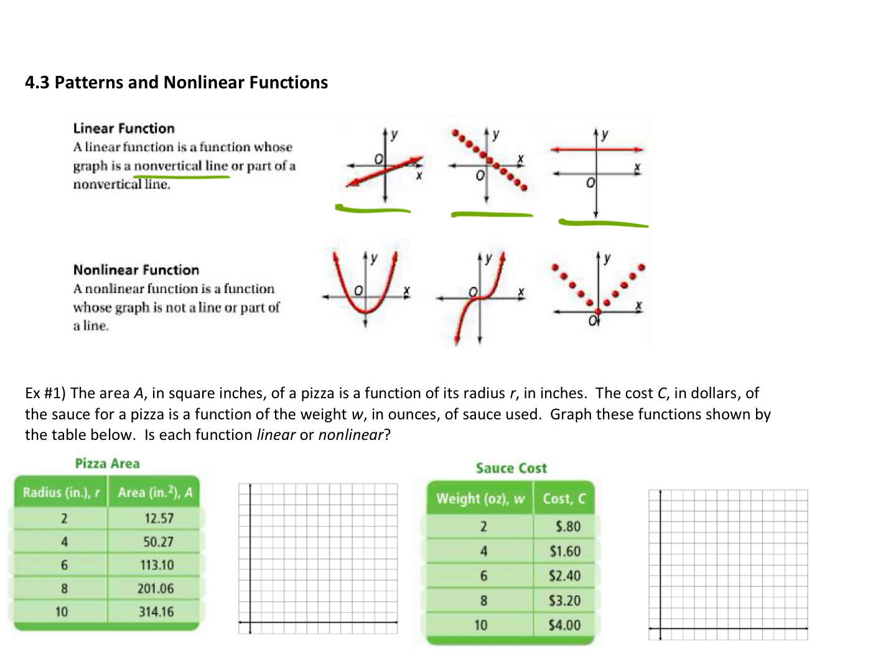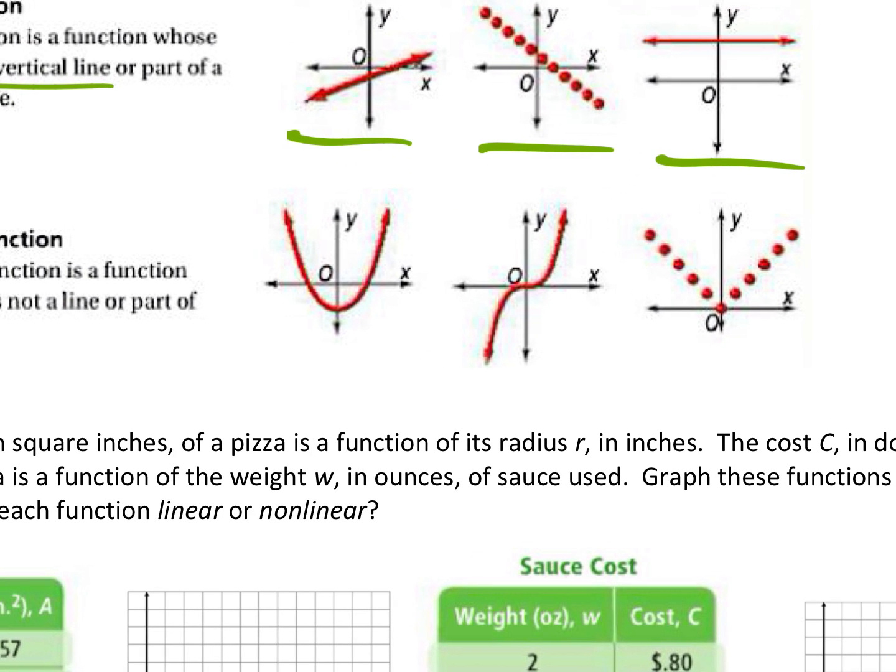If you can make a straight line out of the information that you're working with, that is a linear function, okay? Assuming that line is not vertical. A nonlinear function means you're not going to have a straight line. There will be a curve or a turn or something that makes it not perfectly straight, okay? Which you can see right here.